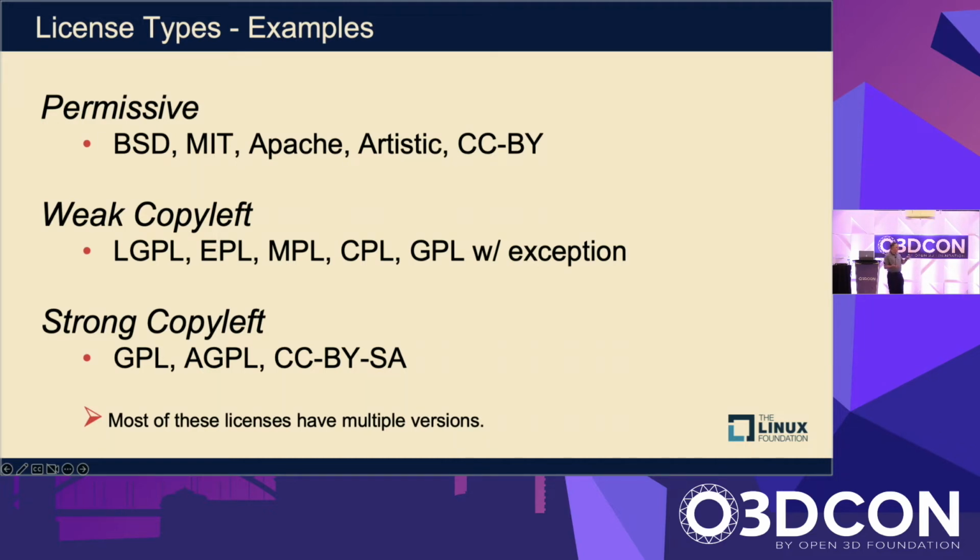Now, as a weak copyleft license, there are exceptions. For example, if it's a dynamic library and you're doing dynamic linking, then that actually doesn't apply. I'm not going to get into those specifics right now, just that there's a distinction between how those licenses will apply, and we call them weak or strong based on that. It's also worth noting that most of these licenses have multiple versions.